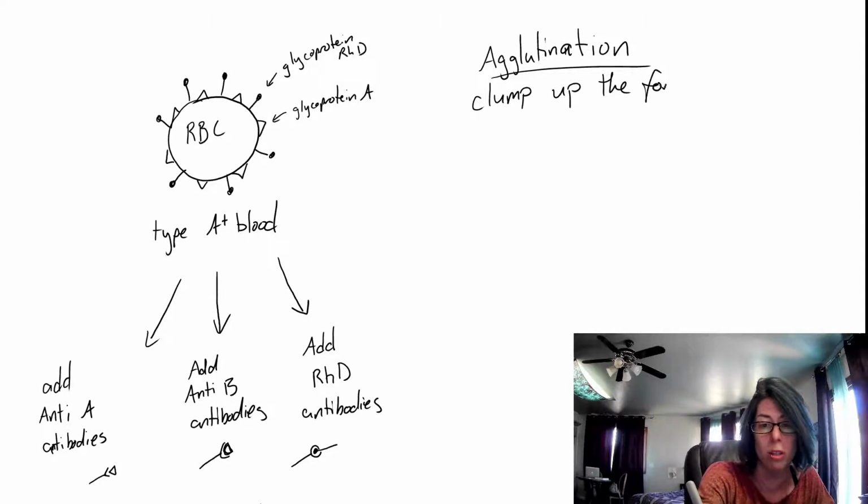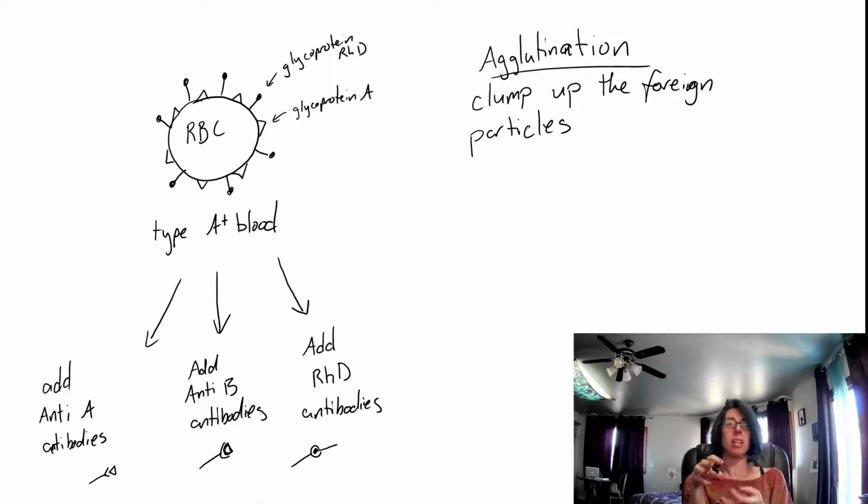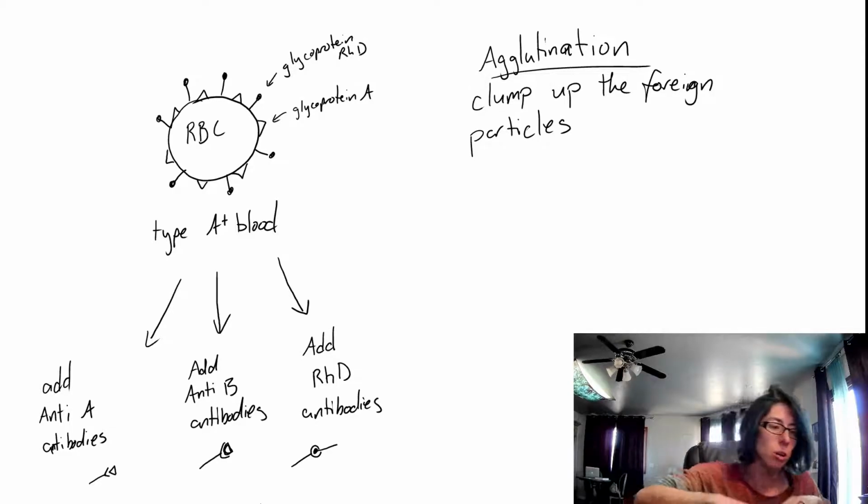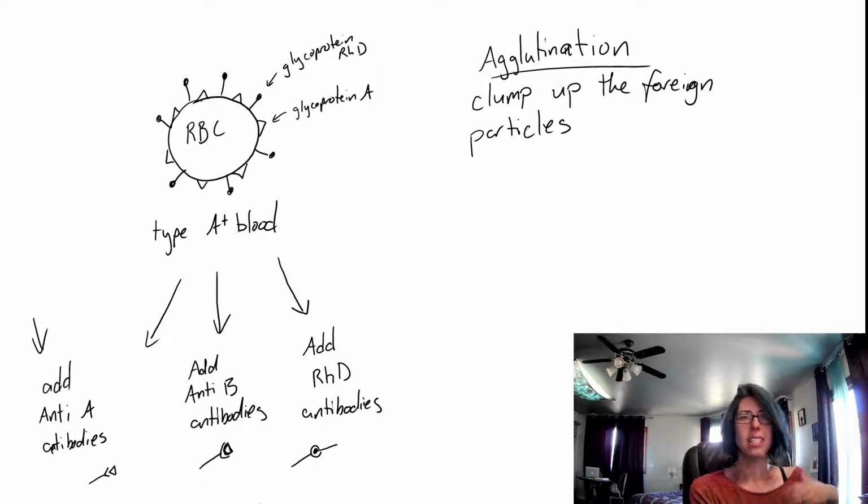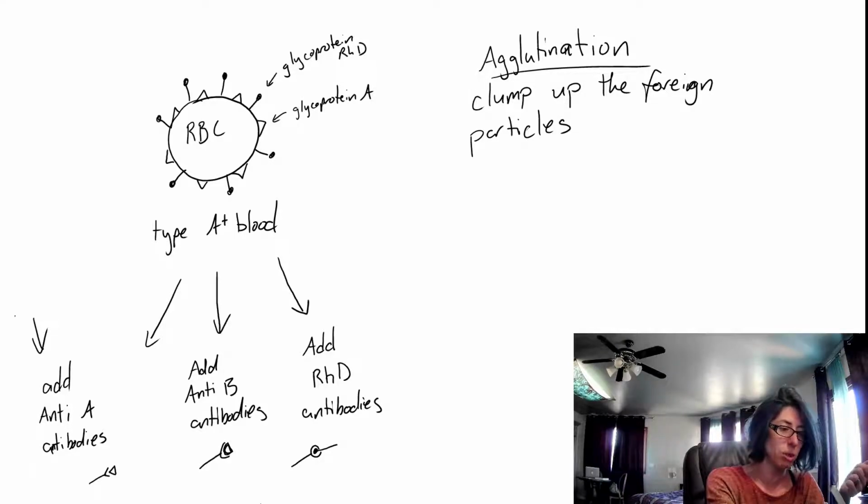So clump up the foreign particles. In this case, it's foreign blood, right? So what you'll see is a clumping of the blood, and you can just look at that with the naked eye and see it. So what do you expect to see for someone who is type A plus blood? You'll see agglutination here, because the anti-A antibodies are antagonistic to A. They attack type A. So the anti-A antibodies are going to attack the blood. So agglutination, you're going to see it here.